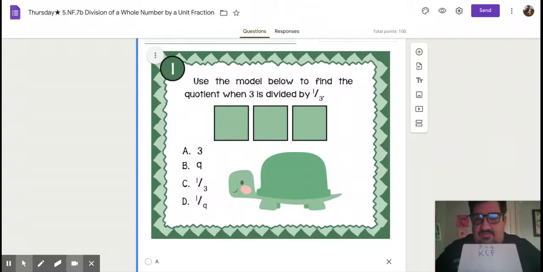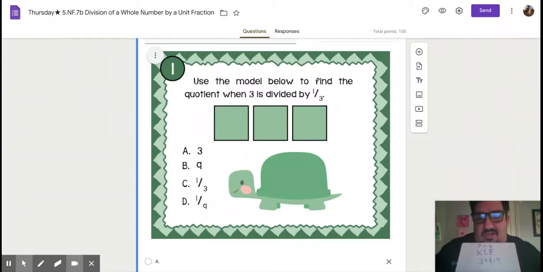Keep, change, flip. Sounds like KFC, but it's not. It's deliciously amazing. So we got 3. We're going to change that to a multiplication, and then we're going to flip this. And what I mean by flip this, it becomes 3 over 1. You probably learned that in 4th grade, that 3 over 1 is just 3. So what is 3 times 3? 9. Absolutely correct. It is 9, and that is why it's 9.